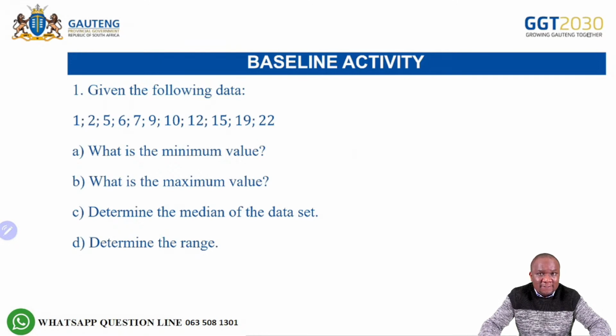Let's do our baseline activity. I'm going to give you 5 minutes. Right, we have question 1 and question 2. But for question 1, we have 1A, 1B, 1C, 1D. Given the following data, what is the minimum value? What is the maximum value? Determine the median of the data set. Okay, it's not a new thing. We did this in the previous lesson. Median is a measure of central tendency. But we're going to use it a lot today also when you're dealing with measures of spread. And then determine the range. Let's do that in 5 minutes.